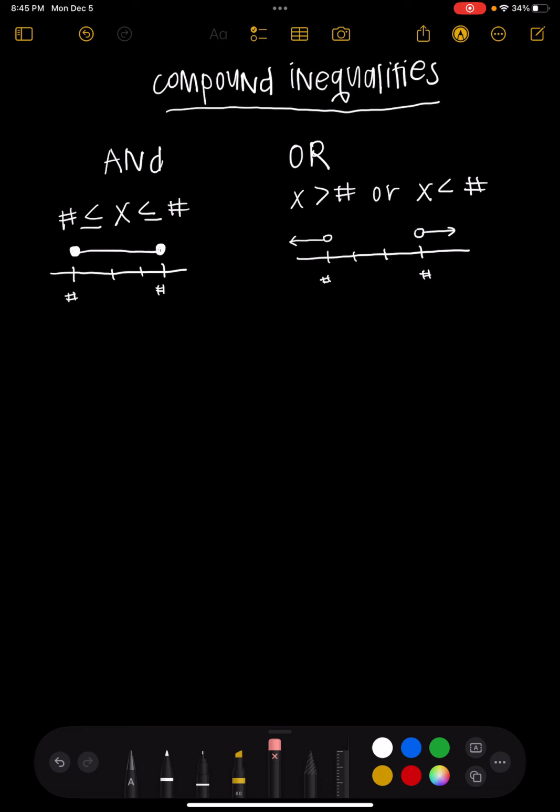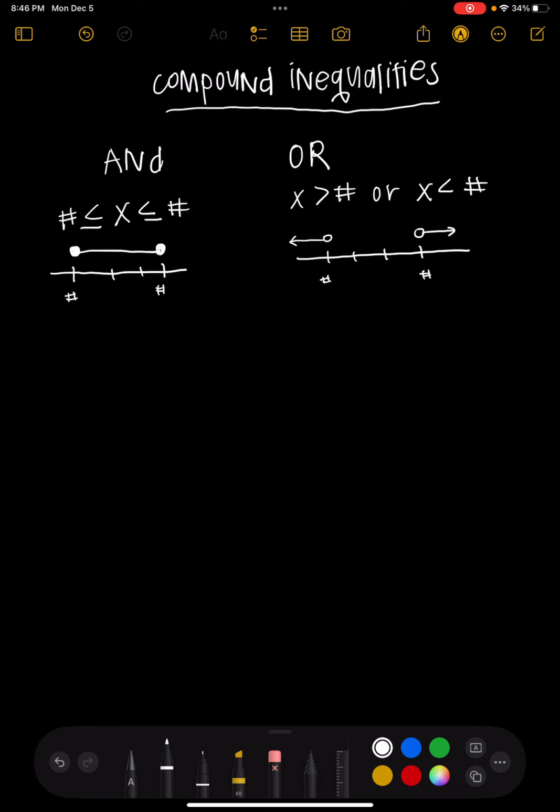With "and" inequalities, you get an equation that looks something like an x in the middle and then two numbers on the outside. Or there could be an equation in the middle, or an equation on the left and the right side, as long as you have two inequalities in the same equation. When we graph "and" inequalities, you find your two solutions, plot the two points on your number line, and then connect the two dots.